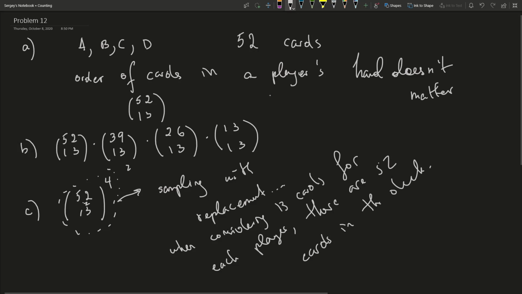This is not actually true, because when we give 13 cards to player A, we now have 39 cards in the deck. Oops. We now have 39 cards in the deck. And when we give 13 cards to player B, we now have 26 cards in the deck. So we're sampling without replacement, which is why the number in part C here is incorrect.